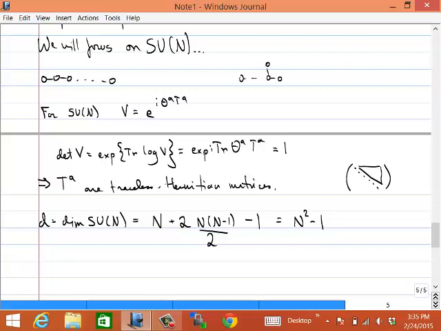As a check, when n is equal to 2, this gives you 3. The dimension of SU(2) is 3. When n equals 3, the dimension is 8. Okay.